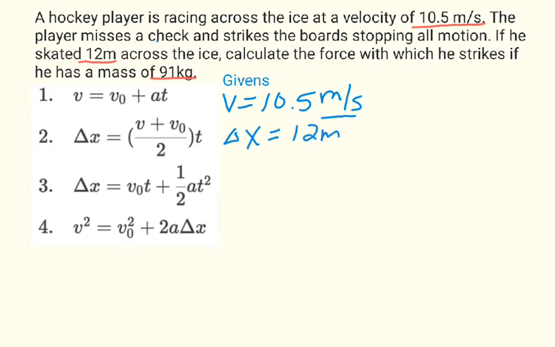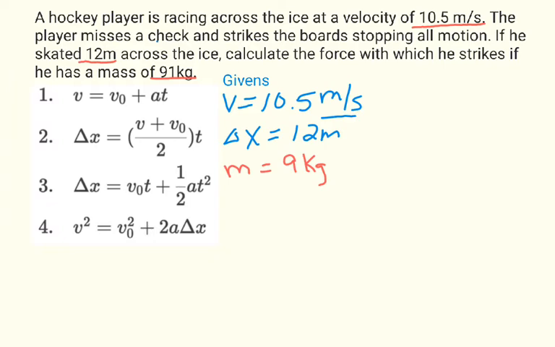Alright. And then the last thing that we have that's pretty obvious here is the mass, which I'm going to put in a different color. Mass is equal to 91 kilograms. Okay. I'm putting a different color because that's going to be a different formula that I'll show you guys in just a minute. But I'm going to go ahead and list it because it is a given.